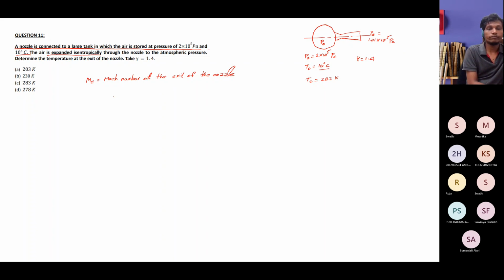Okay, and the pressure ratio across the nozzle, stagnation to static, we can write as P naught by PE equals (1 plus (gamma minus 1) by 2 ME square) to the power gamma by gamma minus 1. We have P naught here, and we have PE also, that is pressure at exit. We need to find out the ME.